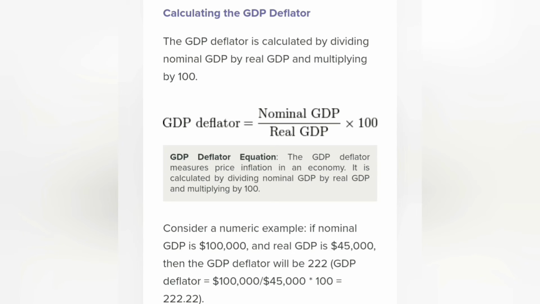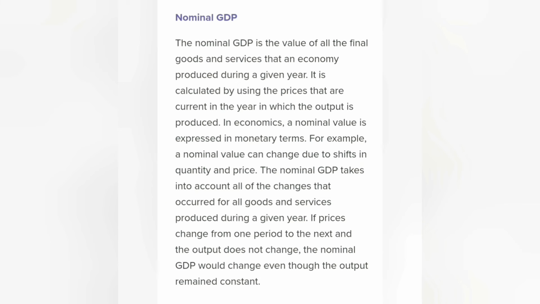It is calculated by dividing nominal GDP by real GDP and multiplying by 100. Consider a numeric example. If nominal GDP is $1,000,000 and real GDP is $450,000, then the GDP deflator will be 222. That is, we divide nominal GDP by real GDP and multiply by 100. Then the GDP deflator is 222.222.